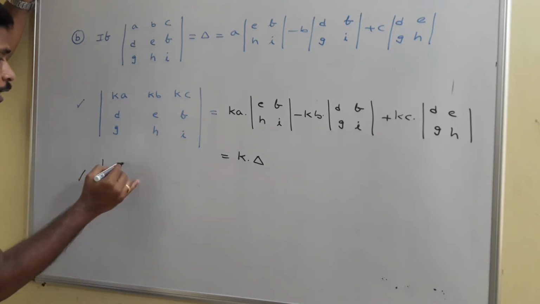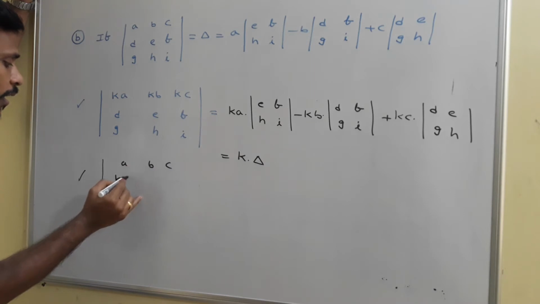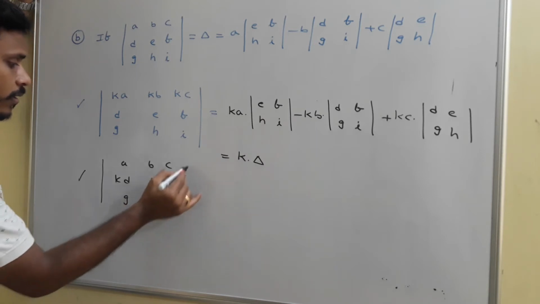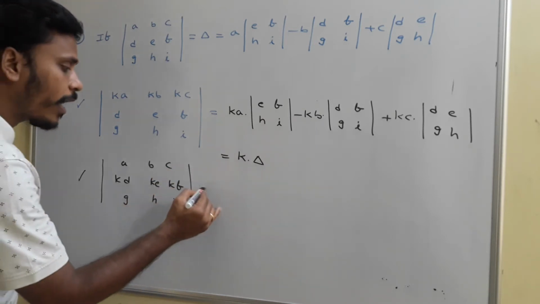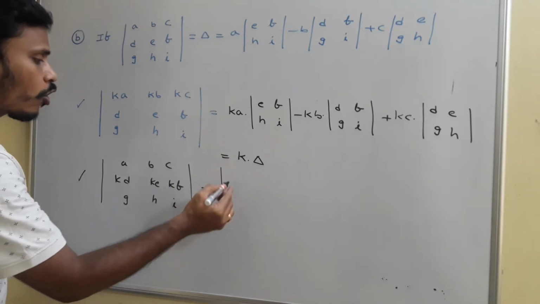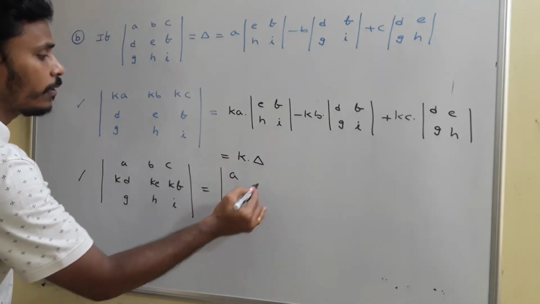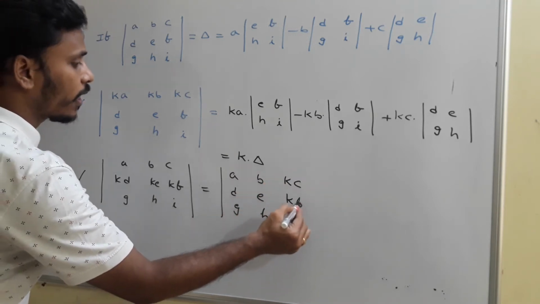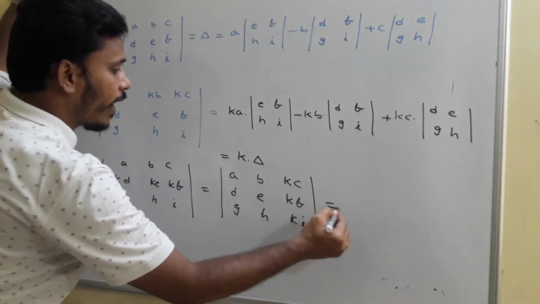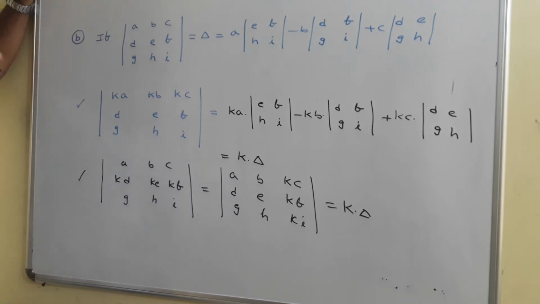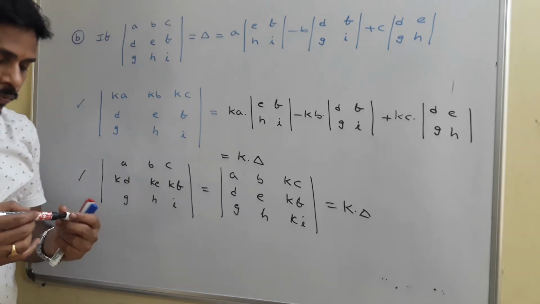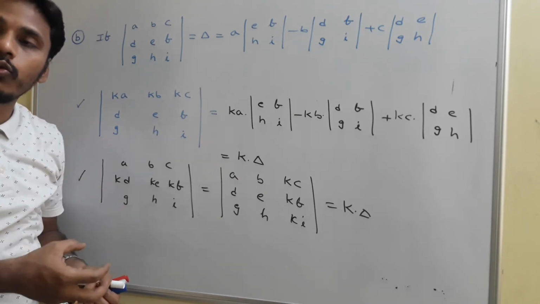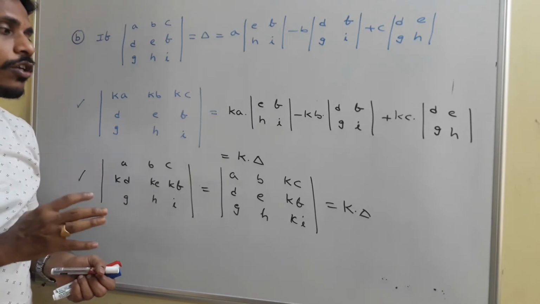For suppose you have A, B, C, and then KD, KE, KF, and then G, H, I. Just I multiplied the second row with K. Again its value is K delta. Or if you multiply any column, for suppose this is A, D, G, and then B, E, H, and then you multiply the third column, KC, KF, KI, and the value is K times delta. You just memorize one thing here. If you multiply any row or any column with a constant, then its determinant value is also affected by that constant. That's what you need to identify.